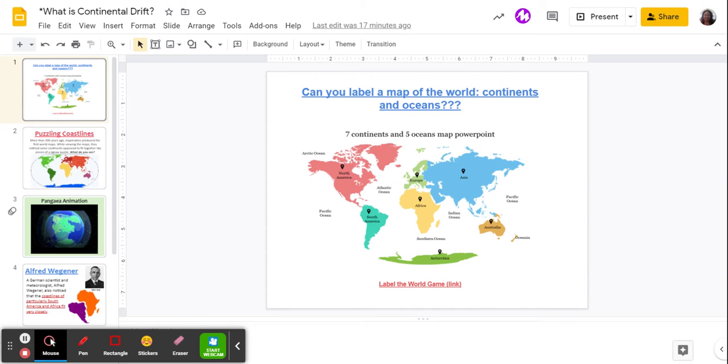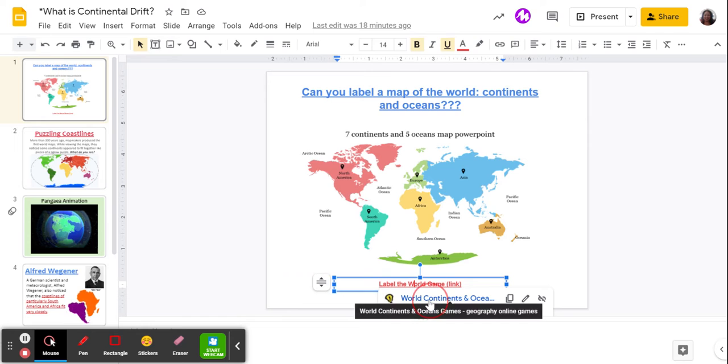Okay, guys, so when you first open up this slides assignment, you will see right here that I have given you a map of the world, continents, and oceans, right? So here, if you click on this link at the bottom, it will take you to our world, continents, and maps link. So you can feel free to play any of those games there.